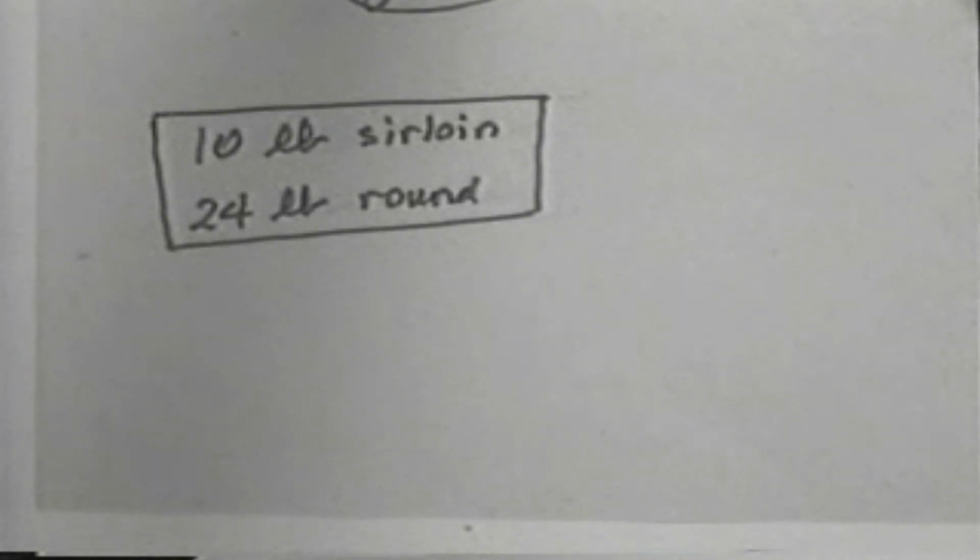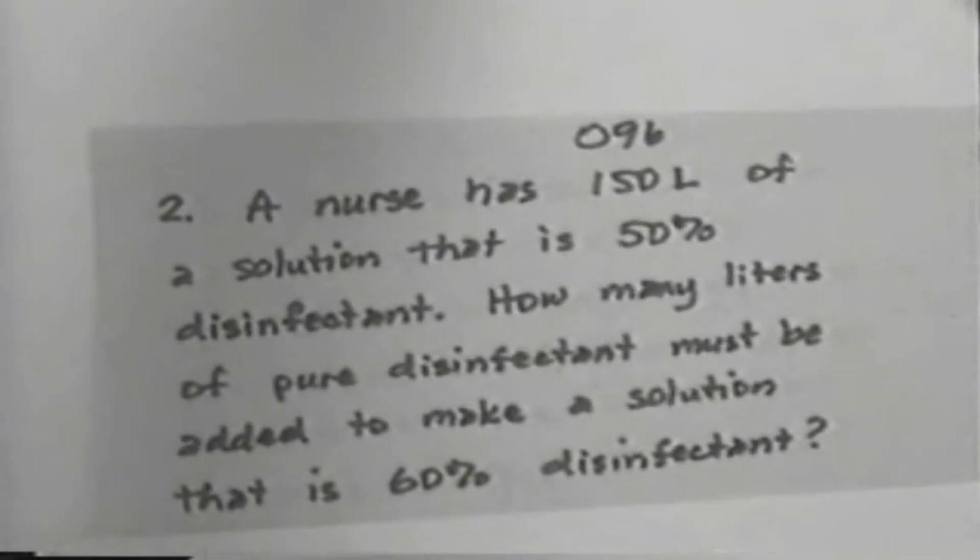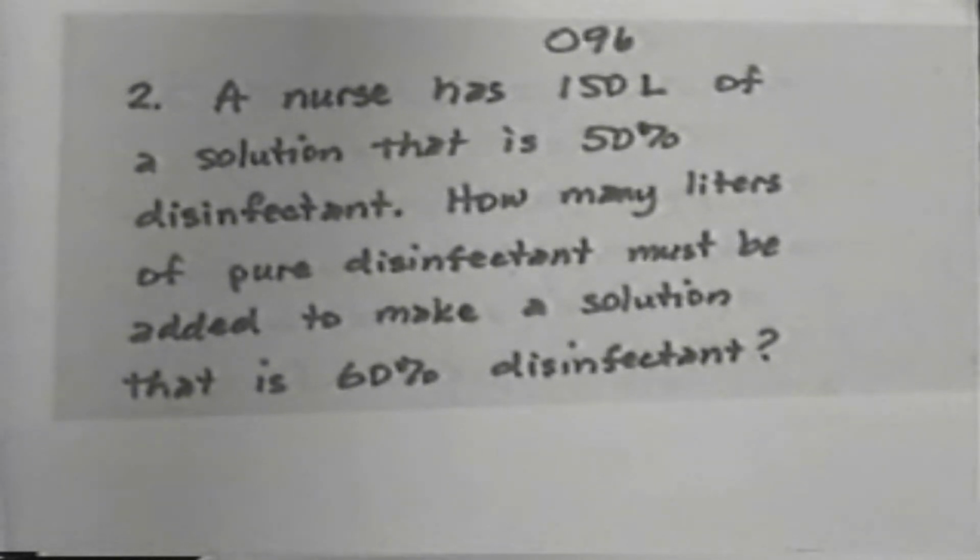Let's go to a problem that is common in working with solutions. Our second example says, a nurse has 150 liters of a solution that is 50% disinfectant. How many liters of pure disinfectant must be added to make a solution that is 60% disinfectant?